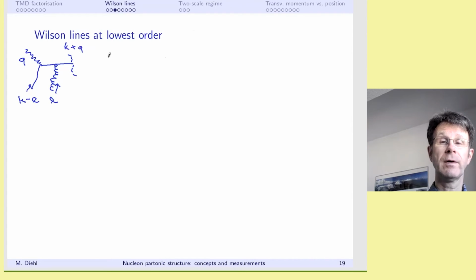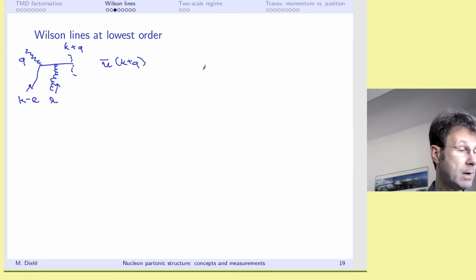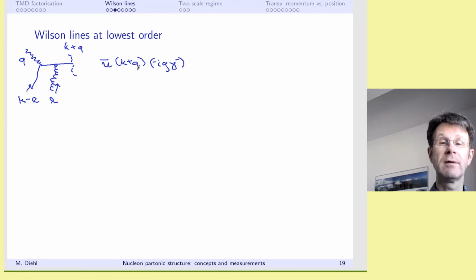So what's the expression of this part of the graph? Well, the outgoing quark corresponds to a spinor at k plus q. Then we have a vertex here. So that's a minus Ig, a gamma matrix. And the gamma matrix of this vertex is to be contracted with the A field coming from below. Now I want to consider an A plus field, and that means the Lorentz index of the gamma matrix is the minus. So this would be multiplied with the A plus somewhere below in the matrix element, which for now I don't write down.